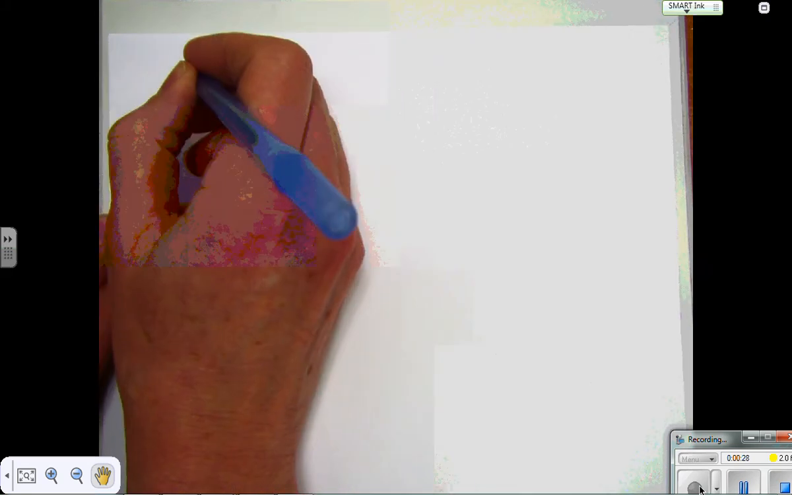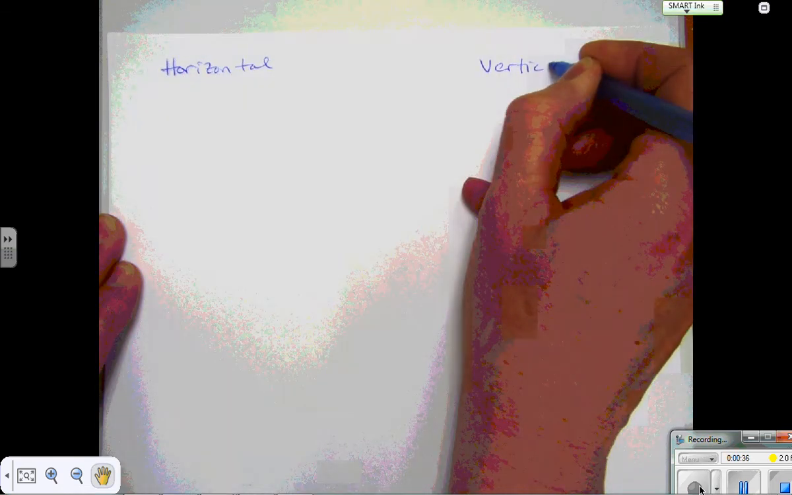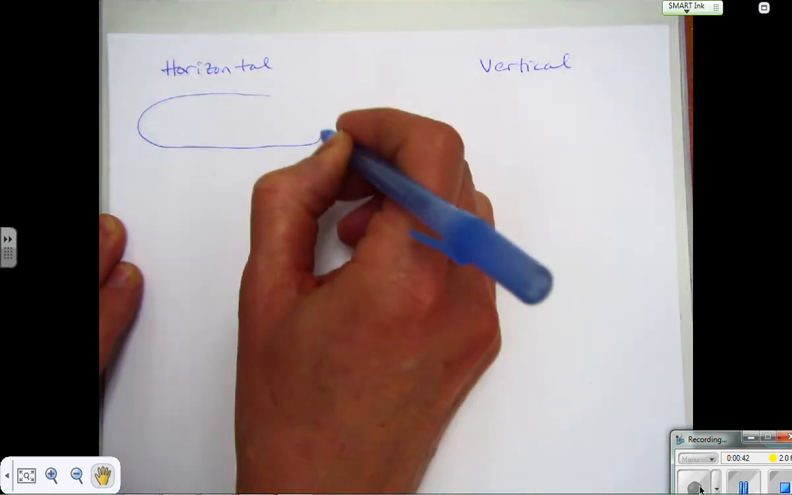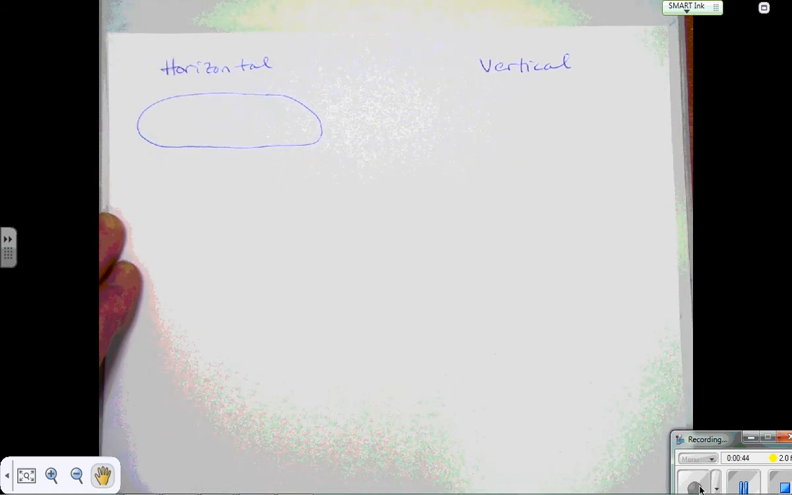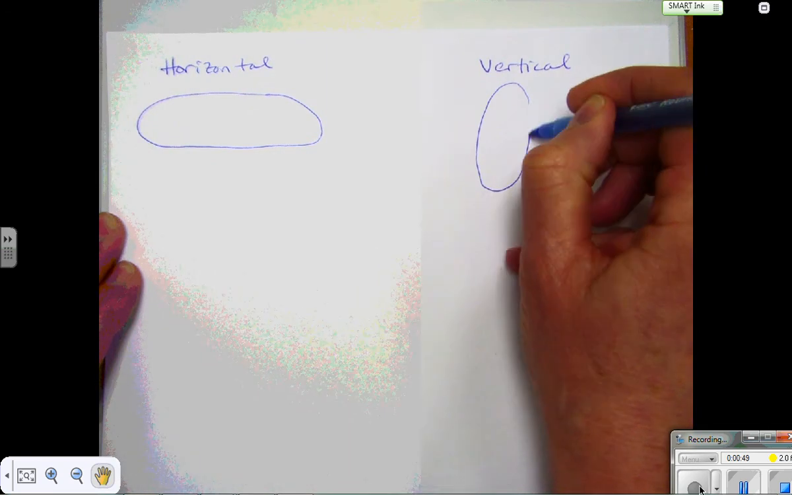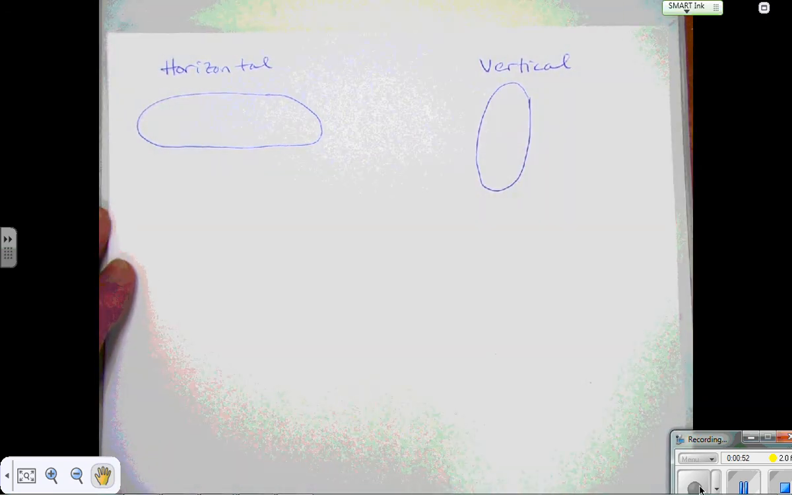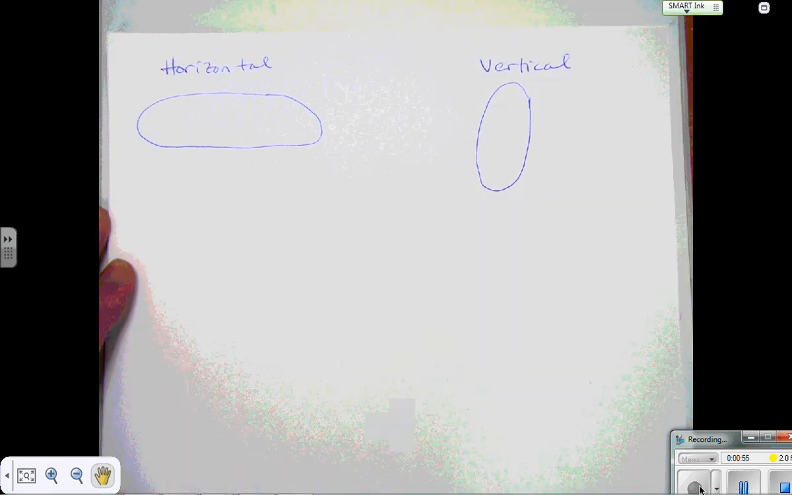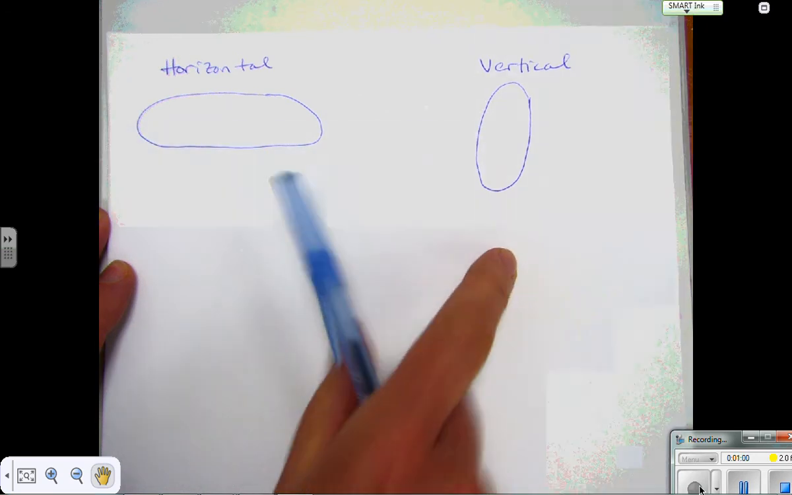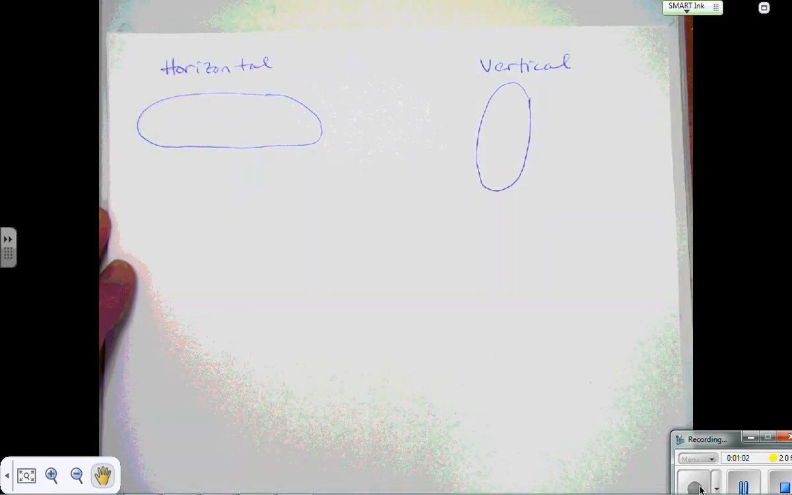There's a horizontal ellipse, and there's a vertical ellipse. So horizontal means that it's going to be laying horizontally. Vertical is going to be more up and down. Okay, so really all the parts are the same, whether it's horizontal or vertical. It's just if it's vertical, it's been rotated 90 degrees, kind of like the parabola. When you have a vertical parabola or a horizontal parabola, they just rotate it over.